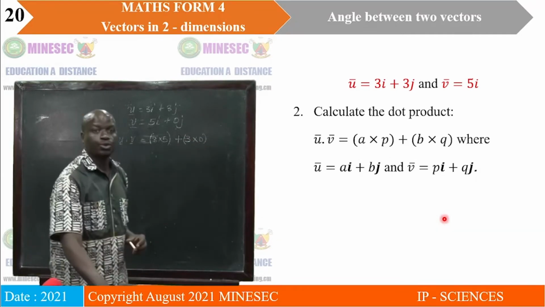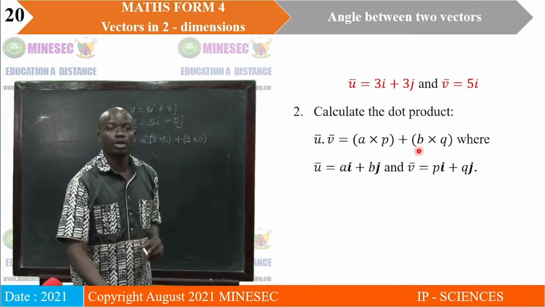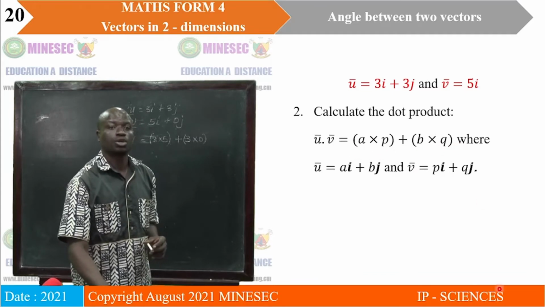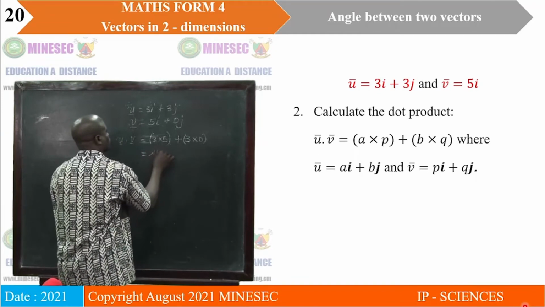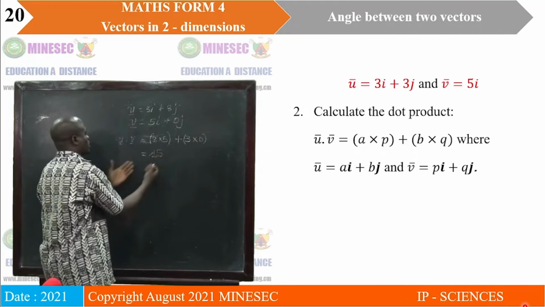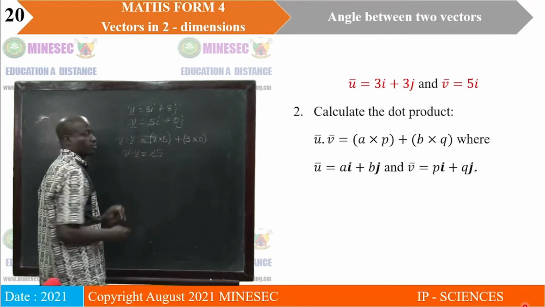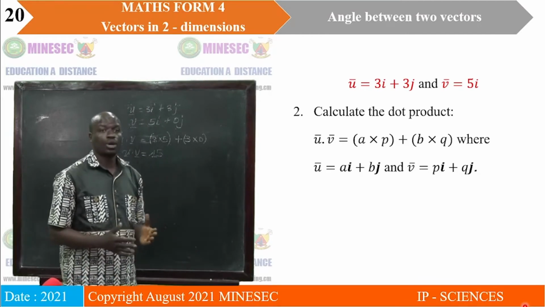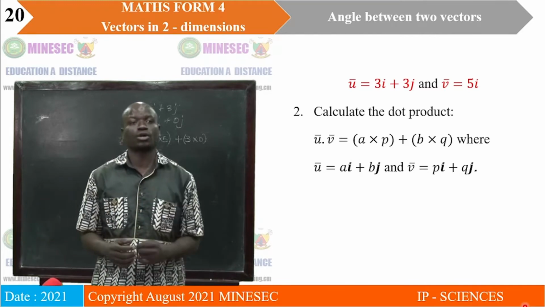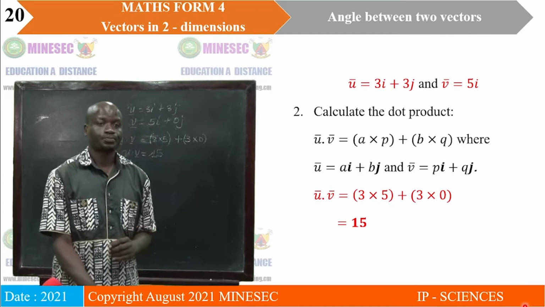Observe that when we are doing the multiplication, i and j do not come in again. We just concentrate on their coefficients. So if we simplify this, it will give us 15 plus 0. So the final answer is 15. So u dot v is equal to 15. One thing we can observe here is that when we do the dot product of two vectors, the result is a scalar, a number. Good. Let's move on.